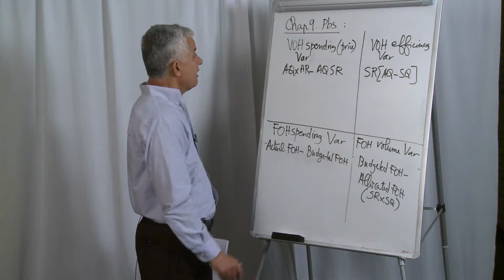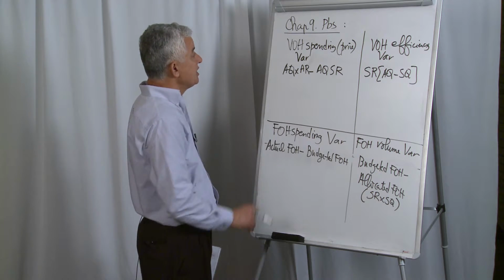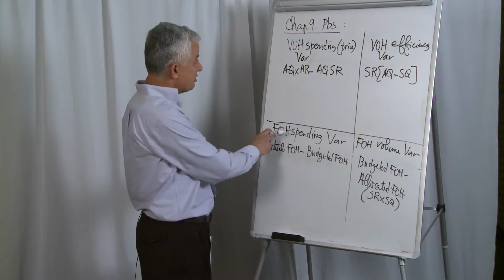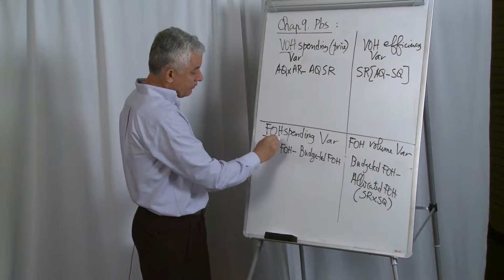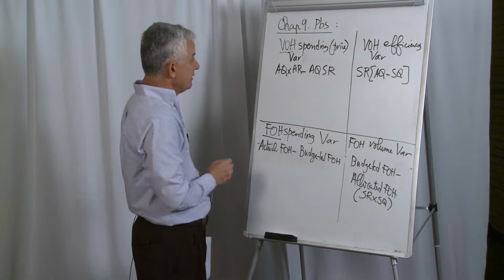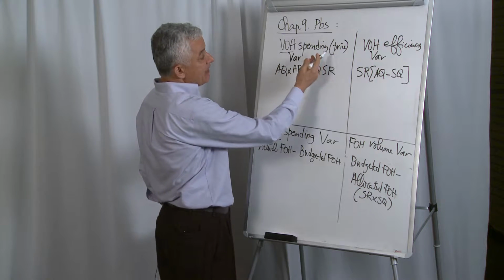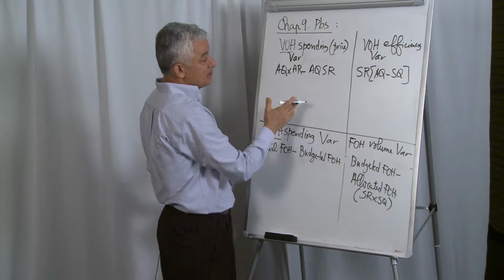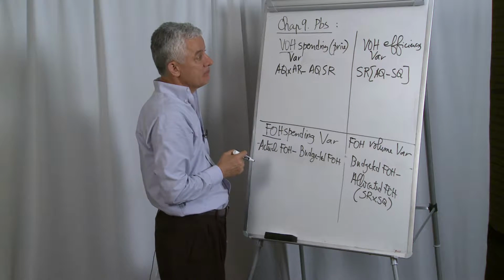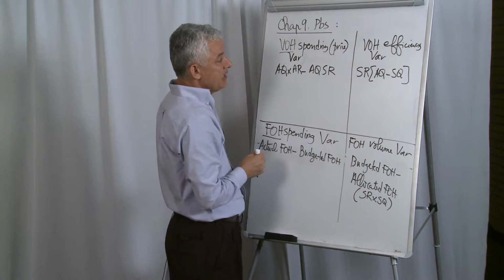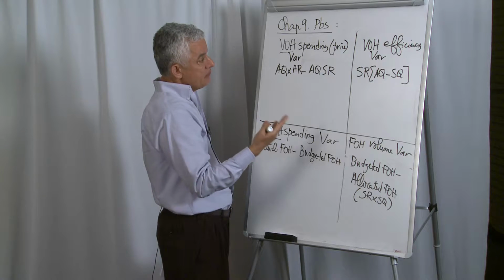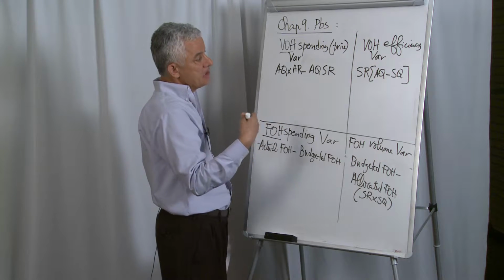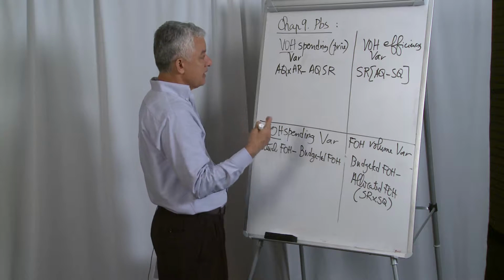Okay, now let's tackle the variances pertaining to the variable overhead and the fixed overhead. VOH stands for variable overhead and FOH stands for fixed overhead. So we have variable overhead spending variance, which is the equivalent of price variance when it comes to direct labor and direct material, and the variable overhead efficiency variance here. So here we are allocating variable overhead and fixed overhead based on labor hours, direct labor hours.